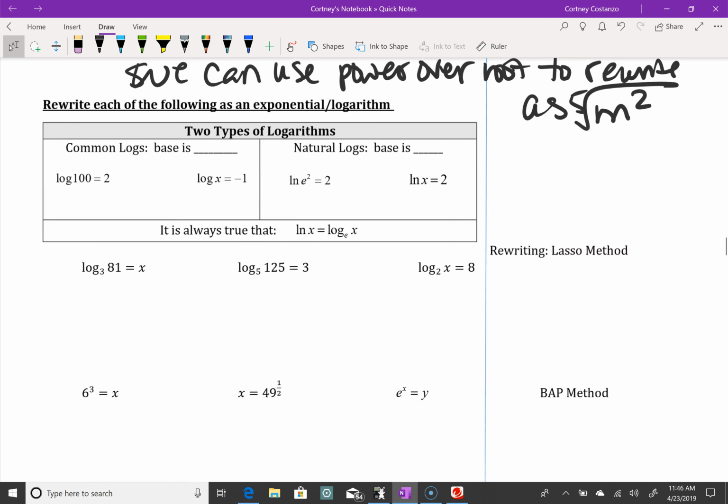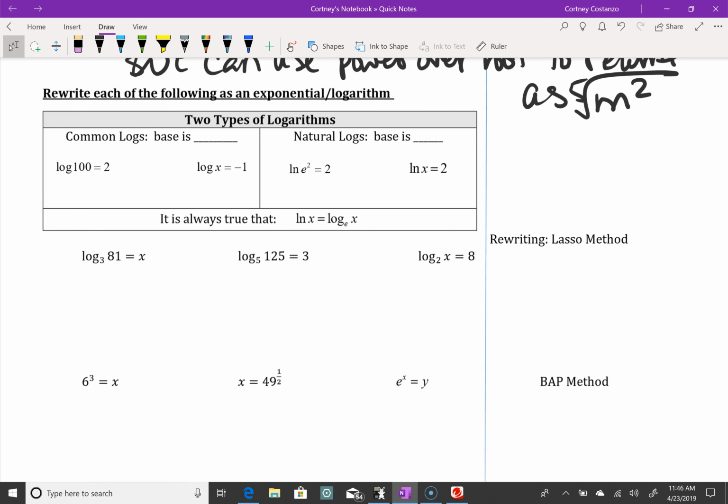All right, moving on to some logs talk. Now remember, exponentials are just the inverse of logs and vice versa. And there are two different types of logs that we've covered this year. The first one is called a common base log, and that's when, if there's no base written, we assume it's a base 10. And you can confirm this by just doing the lasso method really quickly. 10 squared is 100. The other one is if you ever see a natural log, so ln, the base is an e. So the invisible base that would not be written for a natural log would be an e.